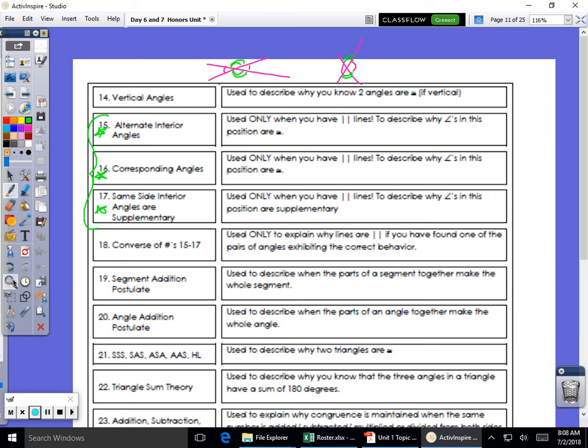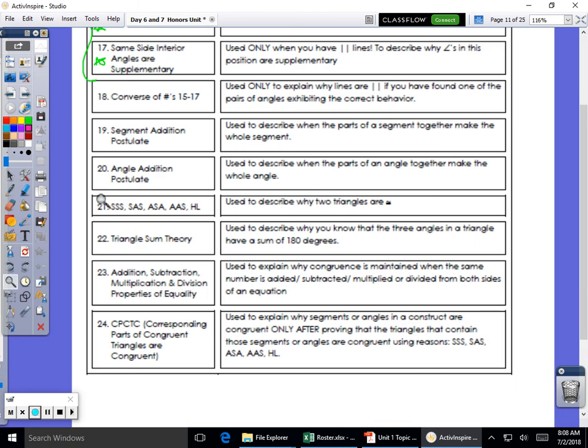Segment addition postulate, if you add two parts, it makes the whole. Angle addition, if you add two angles, it makes the whole. These are the reasons to use to describe why two triangles are congruent. All right, and the last one, CPCTC, corresponding parts of congruent triangles are congruent. That's to use to explain why a part of the triangle are congruent.